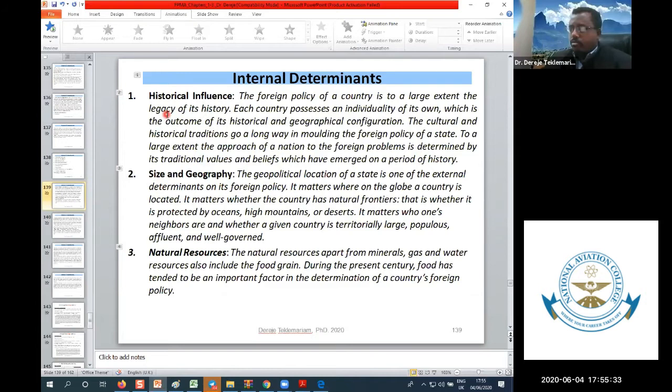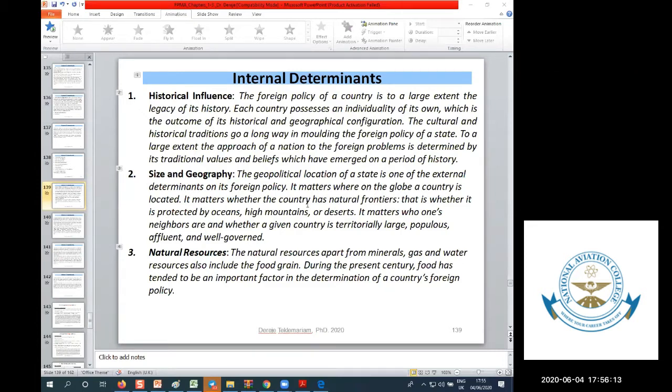Legacy of its history means, I think we have to unmute. Those of you who didn't unmute, you need to unmute. I think all of you have unmuted already. Yes. Who has? Okay, let me unmute all of you. Let me mute all of you. I think now it will be very fine. So what I'm saying here is, fine.